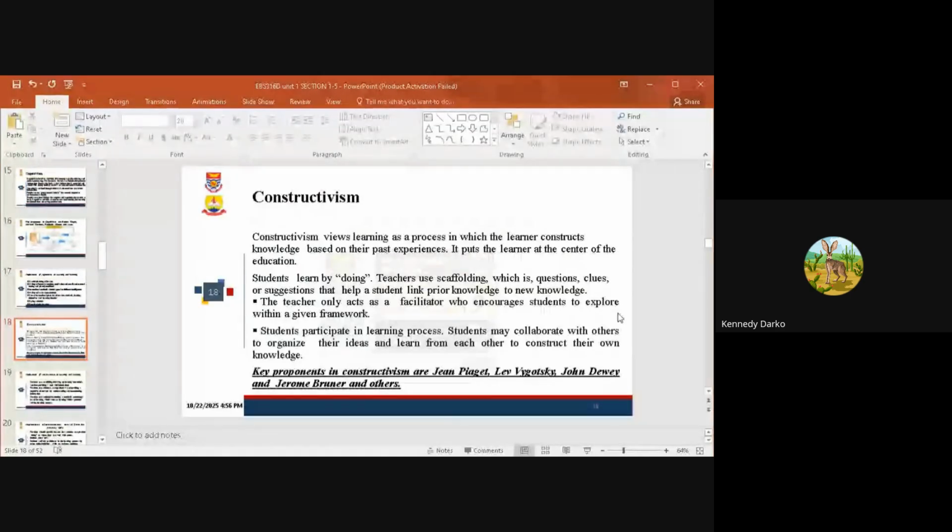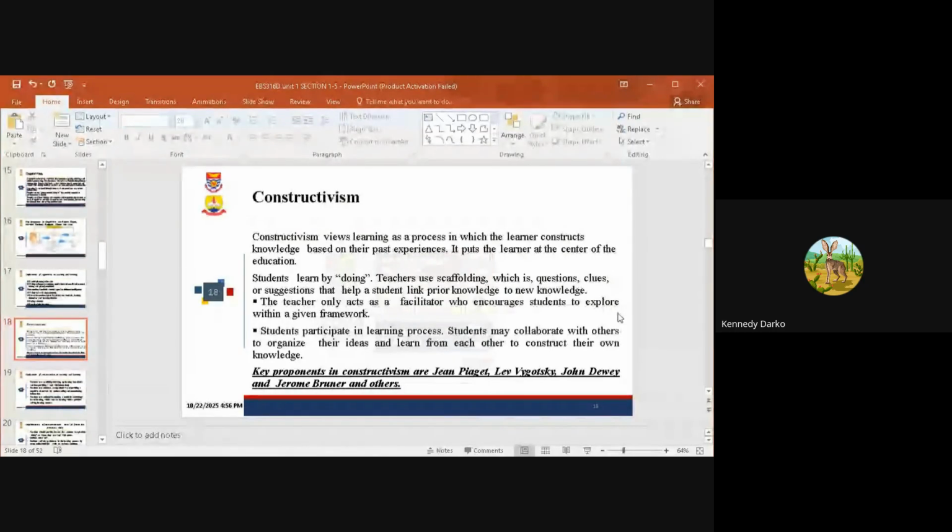The teacher only acts as a facilitator who encourages students to explore within a given framework. And so you will give a project to work to the children in the class. You say, I'm giving you 20 minutes. Then you move around. You are facilitating the work. You go, oh, this one, do it this way. Oh, okay, this one, come this way. Oh, why do you think you have done it? Oh, sir, please, will you look at it? Oh, okay, yours too is nice. You are facilitating, you are guiding them.